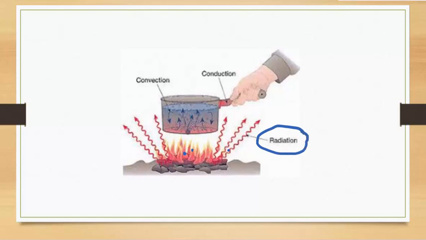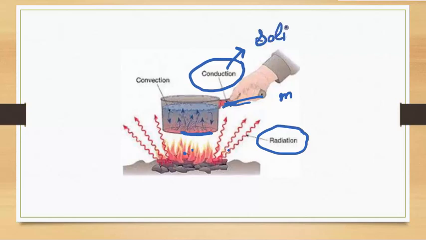Now when heat is transferred to this lower part, if this handle is made of metal, then this metal also feels hot. Why? Because heat is transferred from this part to this by conduction. It means conduction is mainly in solids, and radiation is in vacuum or air.